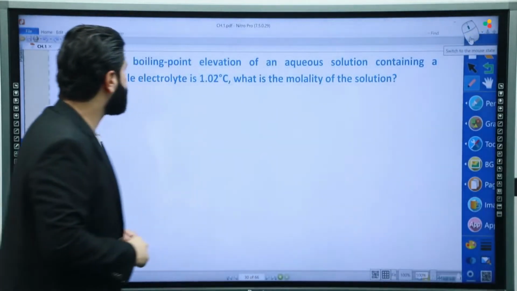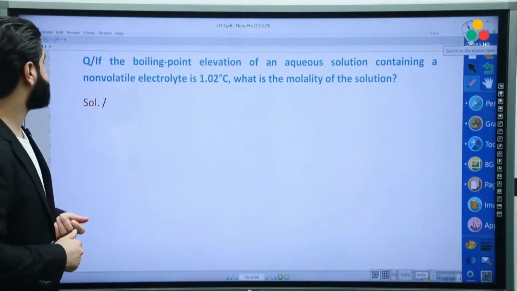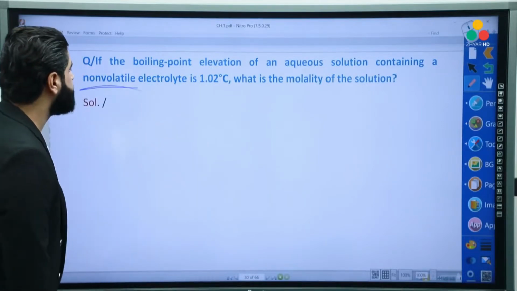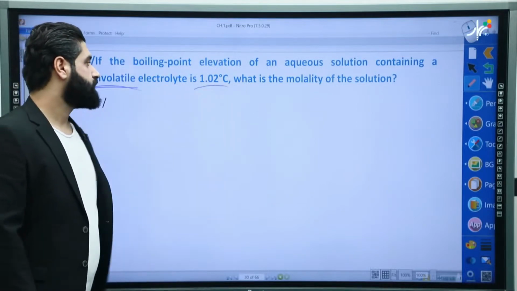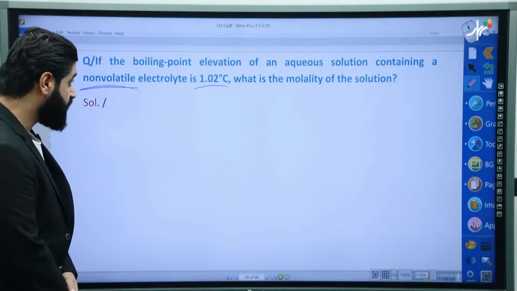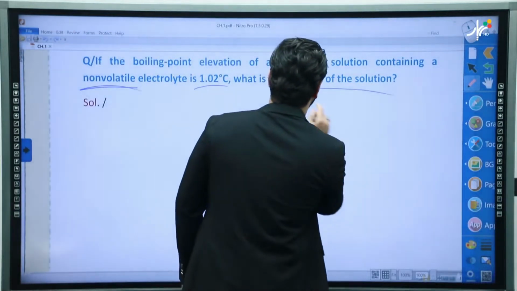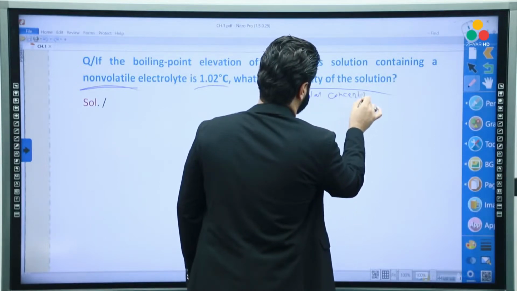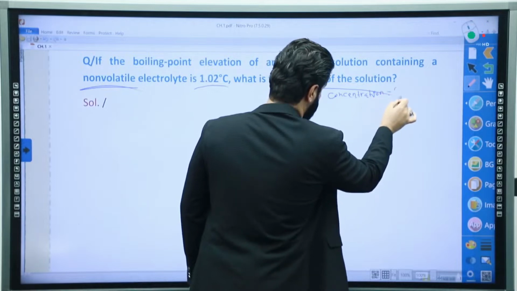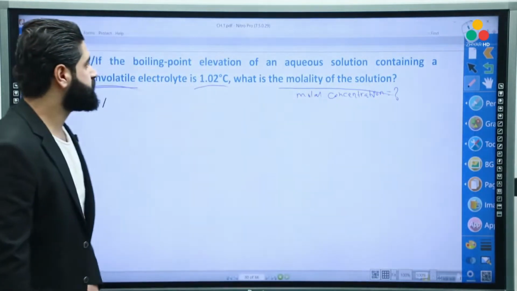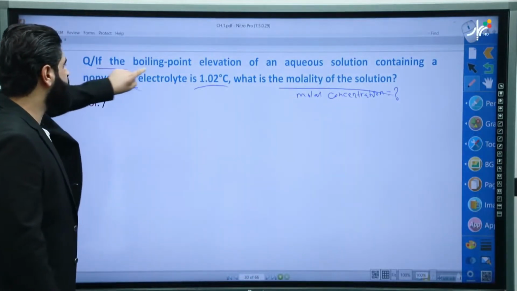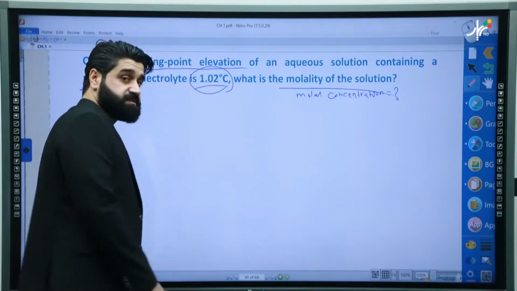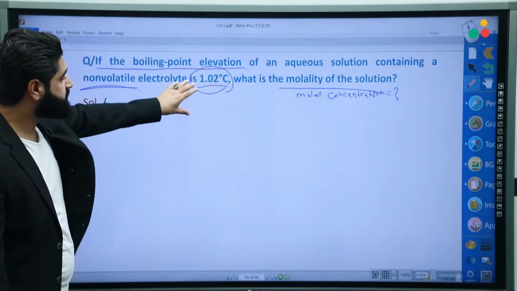If the boiling point elevation of an aqueous solution containing a non-electrolyte solute, again, the solute is non-electrolyte, is 1.02 Celsius degree, what's the molality or molar concentration? What is the molar concentration of this solution? Look, if the boiling point elevation of the aqueous solution is 1.02 Celsius degree, look, what is this number?